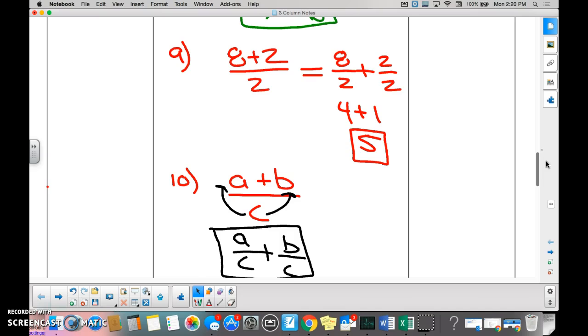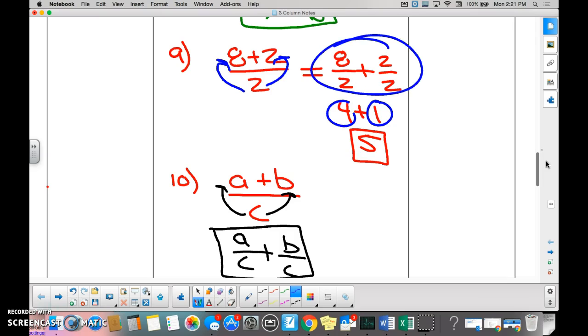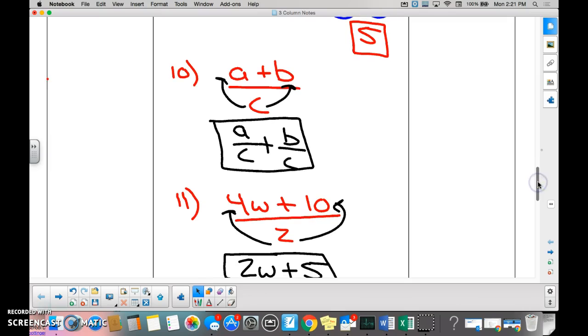So when we distributed, what is 8 divided by 2? 4. What is 2 divided by 2? 1. What's 4 plus 1? 5. So we show that 8 divided by 2 and that 2 divided by 2 right there. Number 10, does everybody see how we did that with the arrows? What is A divided by C? A over C. What is B divided by C? B over C. So when dividing, we divided everything in the top by what was in the bottom.